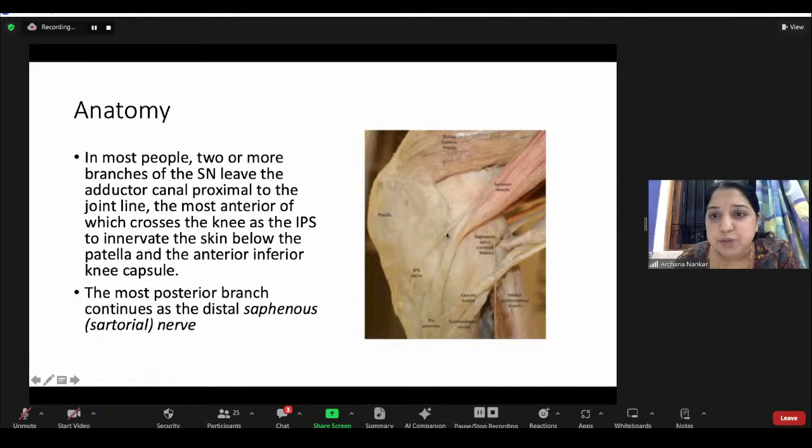So it divides into an anterior branch and a posterior branch. The anterior branch is the IPS nerve, or the infrapatellar saphenous nerve, and the posterior branch is the sartorial nerve. So commonly after knee replacement surgery, the IPS nerve is involved. That is the infrapatellar saphenous nerve.